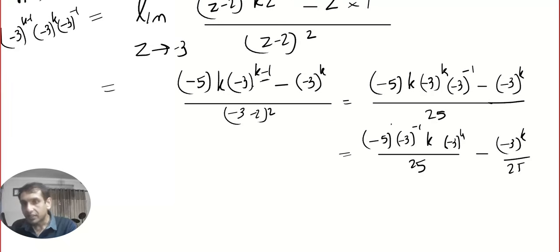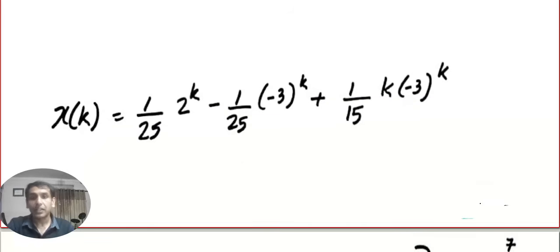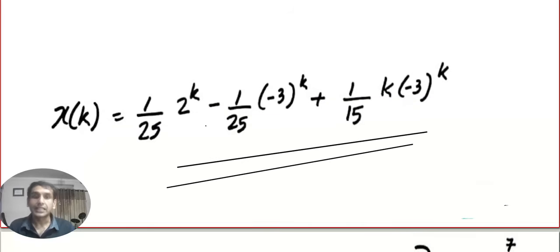and this will cancel and this will go to the denominator, and we end up like minus 1 by 15 k into minus 3 the whole power k minus minus 3 the whole power k by 25. It's better to simplify as much as possible. Anyway, check whether the last answer is this. How did I get the last answer?